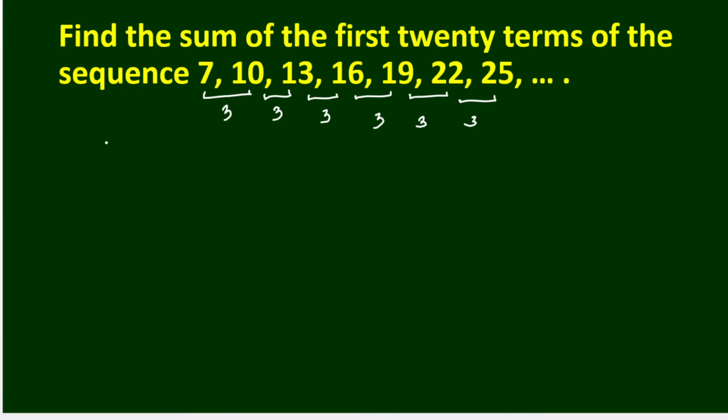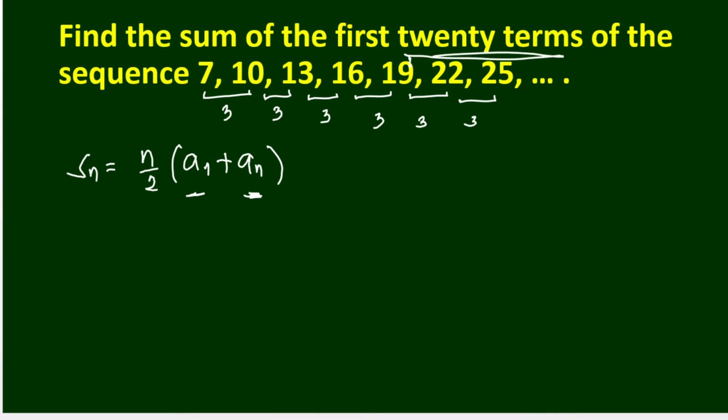We know that we have two formulas for getting the sum. The first one is S sub n equals n over 2 times a sub 1 plus a sub n. We use this first formula when we know the first term, the last term, and how many terms are given. In this problem we know n, because we are looking for the first 20 terms.